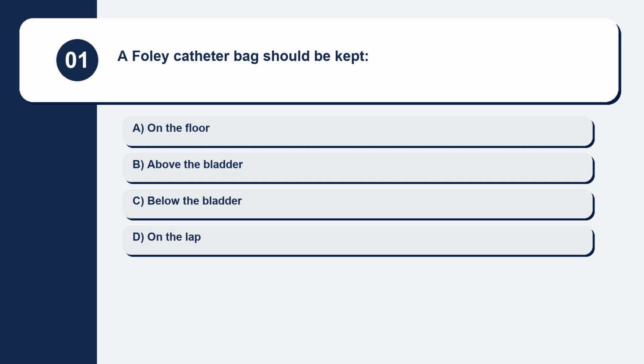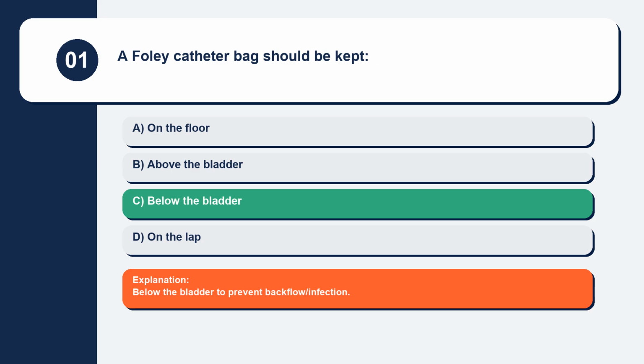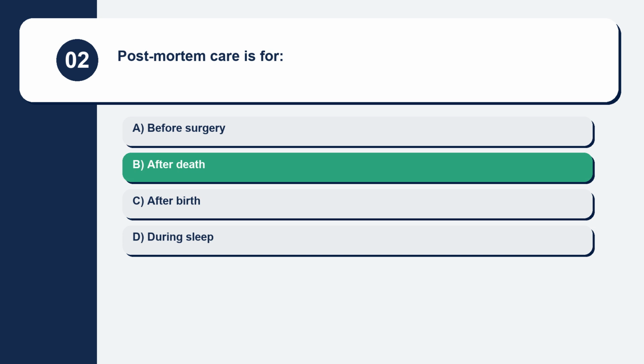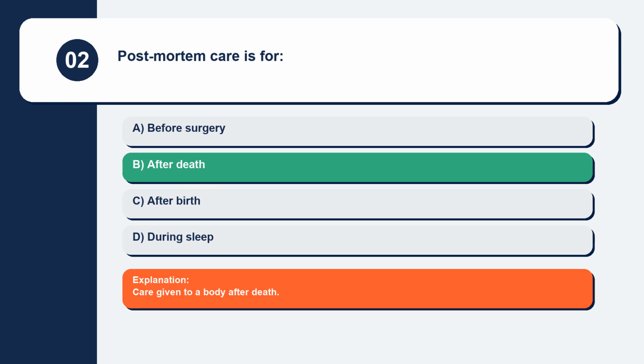Question 1. A Foley catheter bag should be kept on the floor, above the bladder, below the bladder, on the lap. Below the bladder to prevent backflow/infection. Question 2. Post-mortem care is for before surgery, after death, after birth, during sleep. Care given to a body after death.